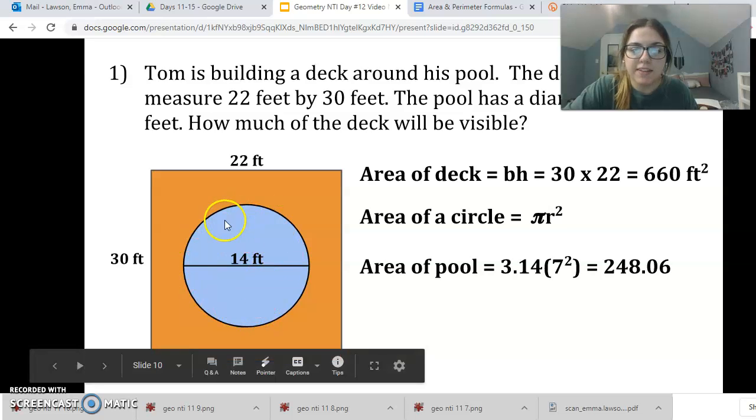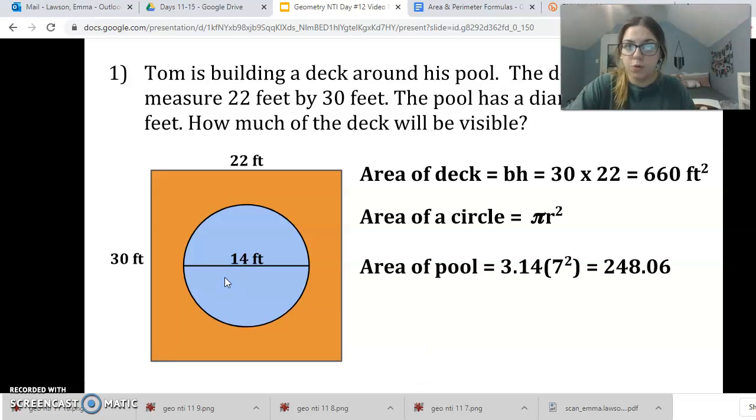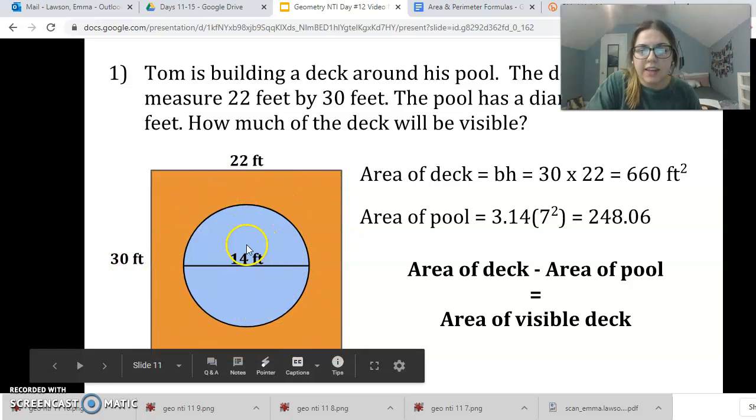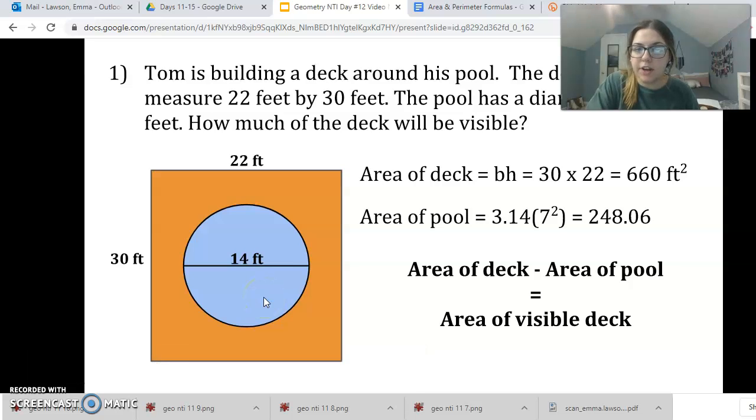But what's happened is I've covered up part of that area with this pool, right? I've got my deck, and then it's like I've set my pool on top of it. So to know how much of the deck will be visible, I have to take the area of the entire deck and subtract the area of the pool, because that's the part that's covered up.